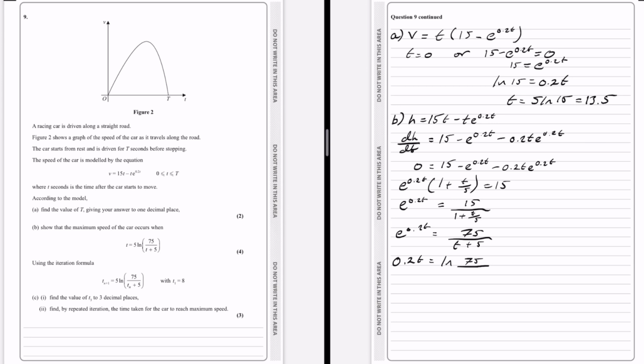Take natural logs of both sides. 0.2t equals ln of 75 over t plus 5. 0.2 is the same as 1/5, so timesing both sides by 5, we get t equals 5 ln 75 over t plus 5, which is what the question wanted.